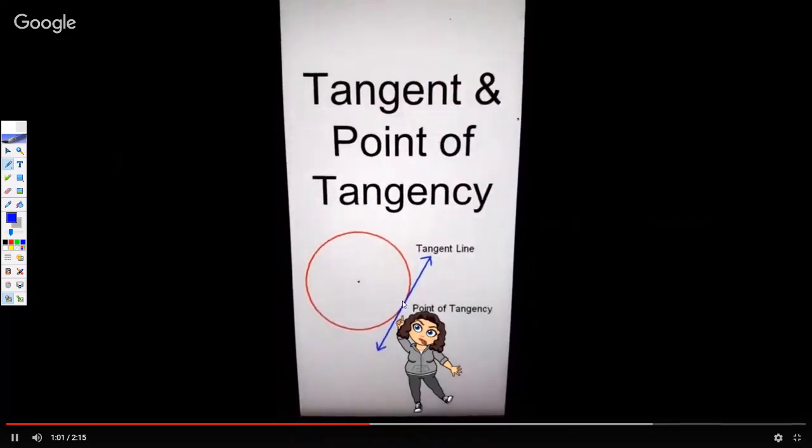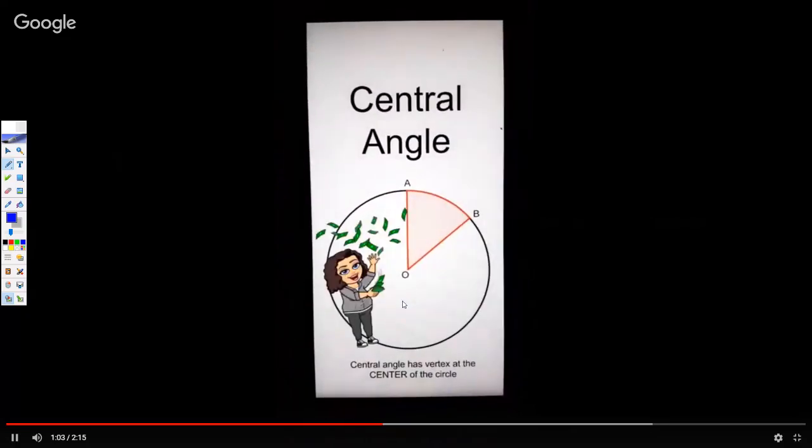Okay. So that's me touching. There's the point right up there. Now we've got central angles. Central angles, the vertex is at the center. Remember, the center is the person who thinks like, man, I'm so awesome. I'm the center of the circle. I got all the attention.